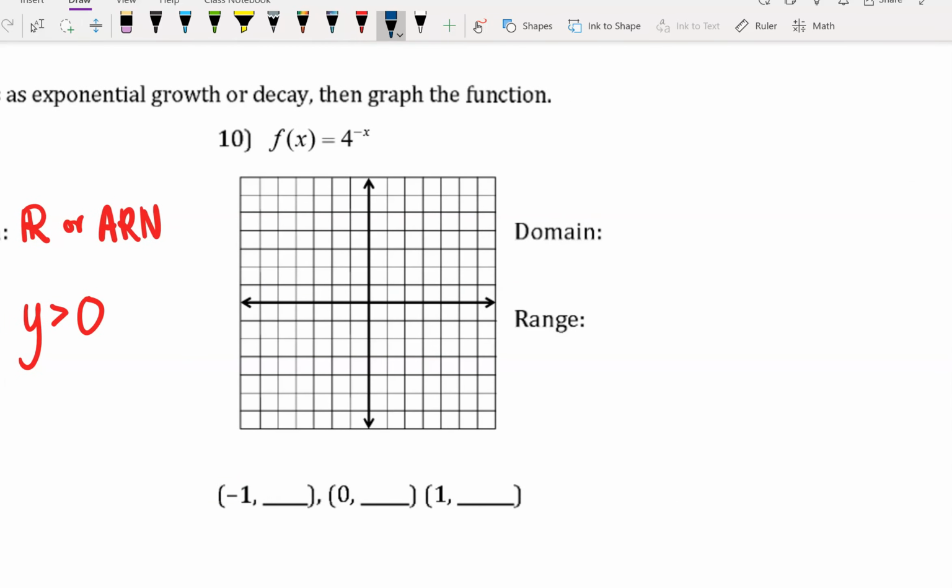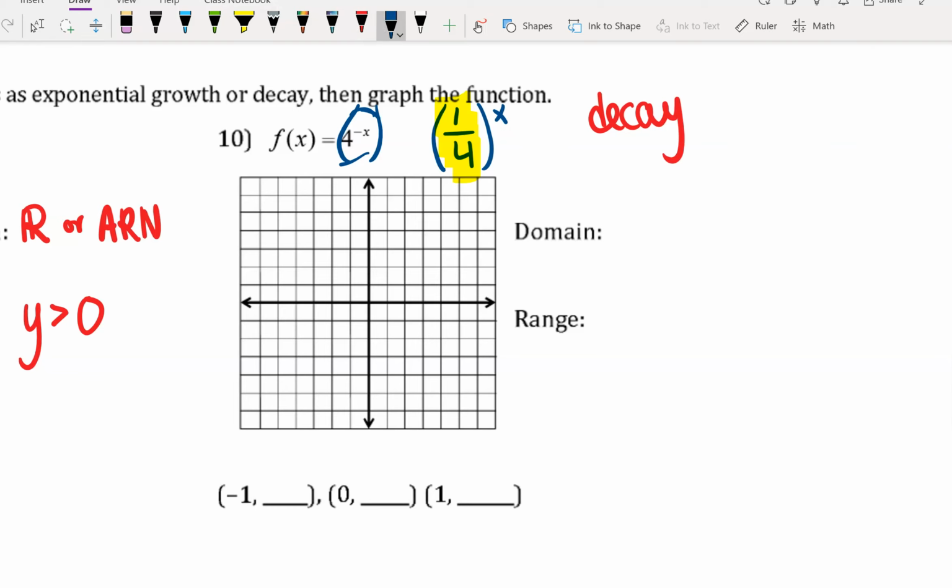All right, next one, I see that I have a negative exponent, which is really important for me to notice. I need to get rid of the negative exponent. So I'm going to flip this. Instead of 4, it's going to become 1/4, and the exponent becomes positive. Since that's a fraction between 0 and 1, this is going to be decay, which means my graph is going to start upward and kind of slant downward.